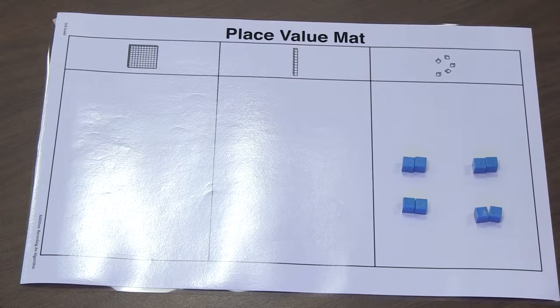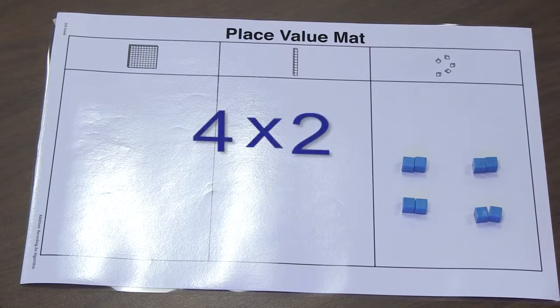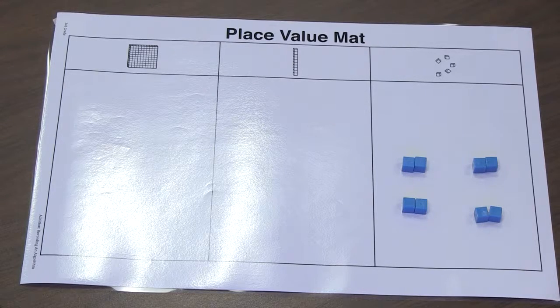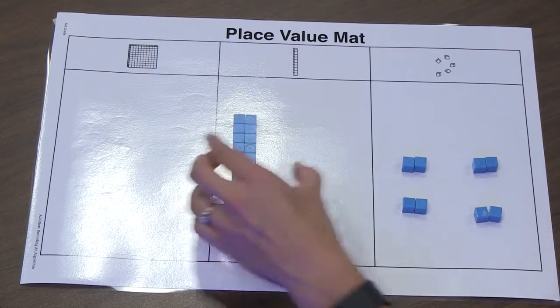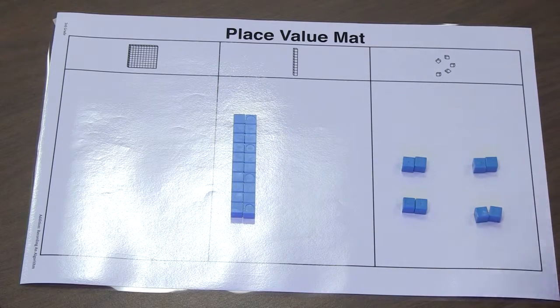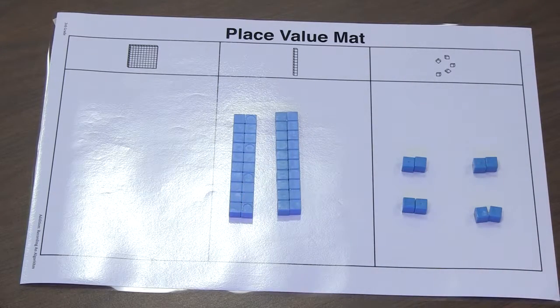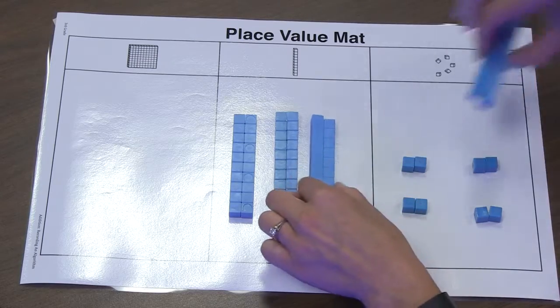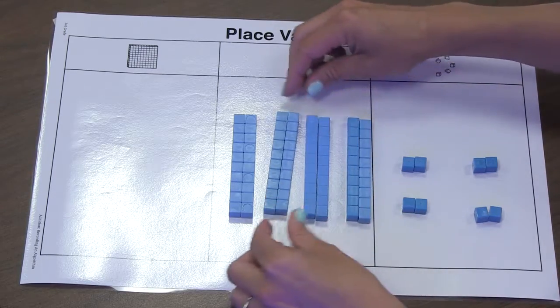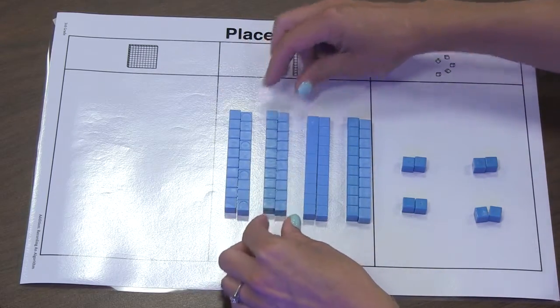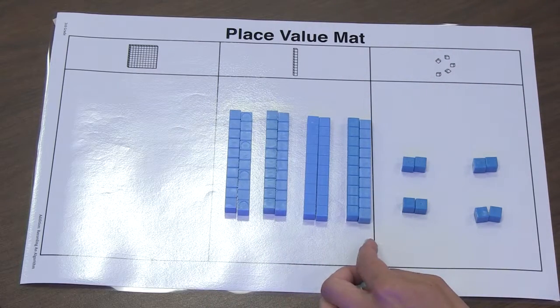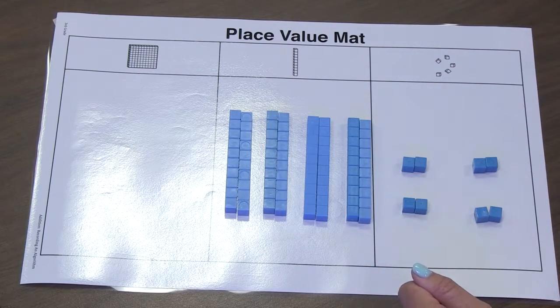Now we're going to try 4 groups of 20. All I'm doing is changing the second digit in our multiplication problem. We're going to do 4 times 20, which instead of using the unit pieces, we're going to use rods. So you have 1 group of 20, 2 groups of 20, 3, and 4. And looking at those, you can see that we have 20, 40, 60, 80, which is 4 times 20.